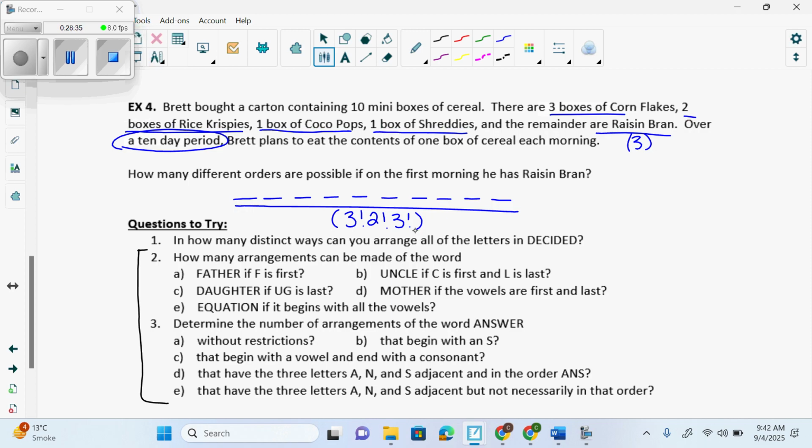Then it says how many different orders are possible if the first morning he has Raisin Bran. So how many options do I have for the first one? 3. A lot of people will tell me 1. Remember that we treat identical objects like they're different for the numerator, and then the denominator takes them away. I'm expecting a 1 to come out of people's mouths because we're practicing. This isn't a test. So this is 3, and then how many do I have left? 9, 8, 7, 6, 5, 4, 3, 2, 1.